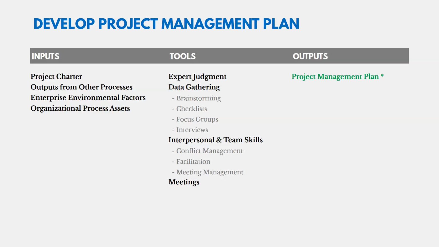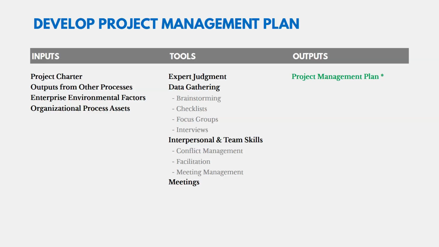And obviously I kind of skipped over it, but there's a couple other inputs: enterprise environmental factors and organizational process assets. There are things both inside and outside of the organization that could affect our planning. And then you've got different tools and techniques too: expert judgment, ways to gather data, brainstorming, checklists, focus groups, interviews. And then we could be using conflict management, meeting management, other techniques for really putting our plan together. We're getting expert advice, meeting with stakeholders, hashing out our plan.